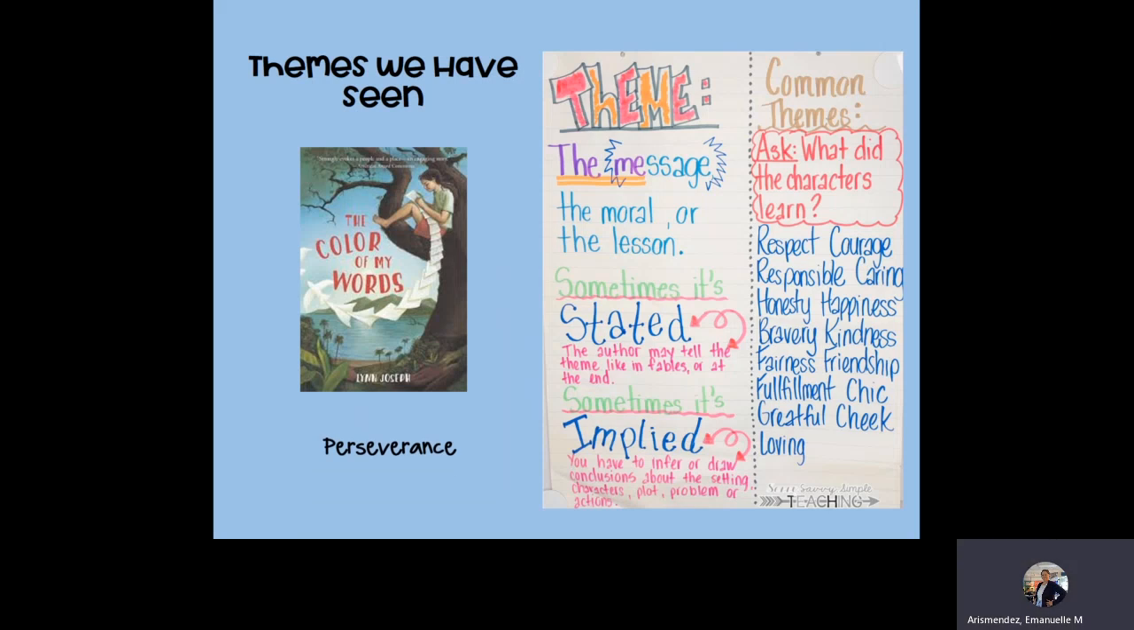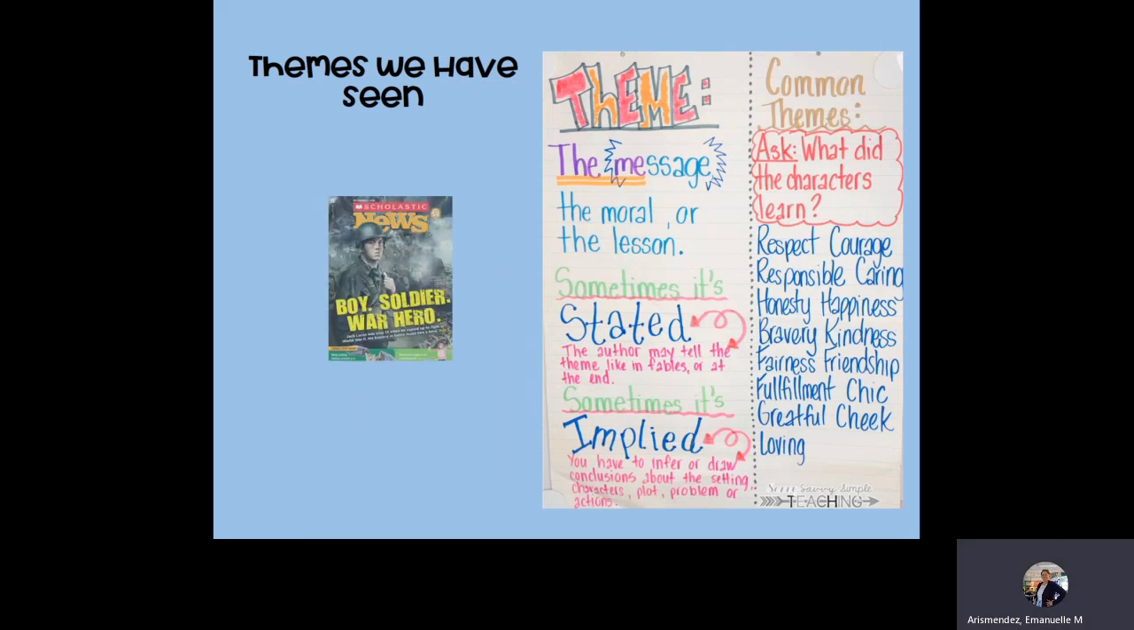She was talking about, the theme of this story was perseverance and don't give up on your dreams, because she really wanted to be an author, but she couldn't because the government didn't allow people to write. Her brother passed away. He was killed after he wrote something bad about the government, and she persevered. She didn't give up, and in the end, she became a writer.